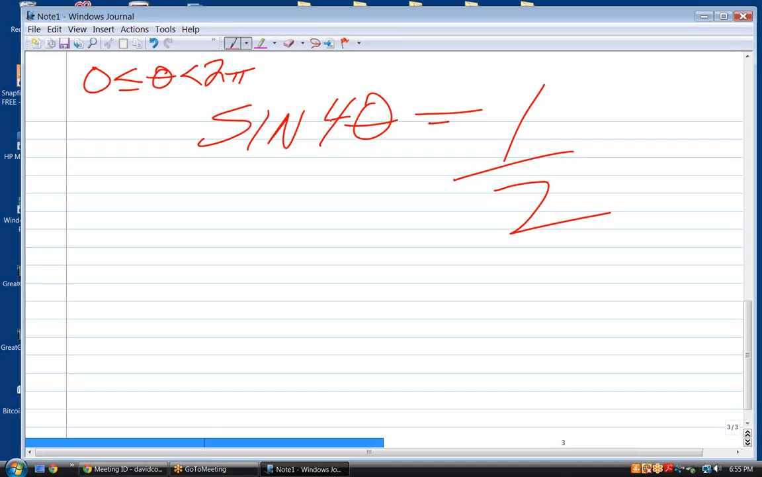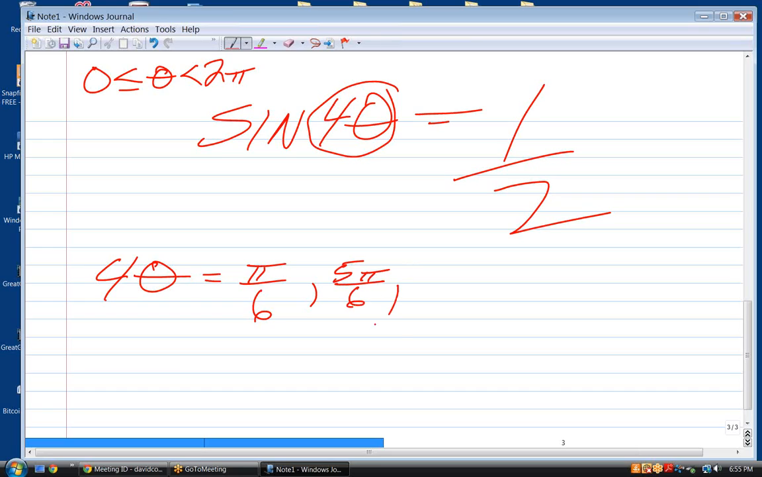In other words, let's go through this. Since theta's domain is 0 to 2 pi, well then 4 theta's domain is 0 to 8 pi. So if I'm solving for 4 theta, I have to take it all the way out to 8 pi. Well, we know that 4 theta can be pi over 6. That's 1, right? And positive half is 5 pi over 6. And then just add 2 pi to each of these. So 13 pi over 6.